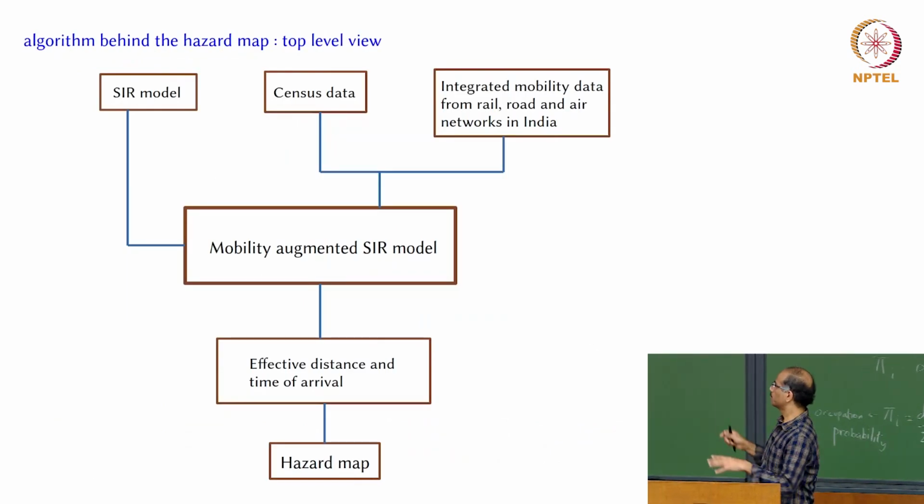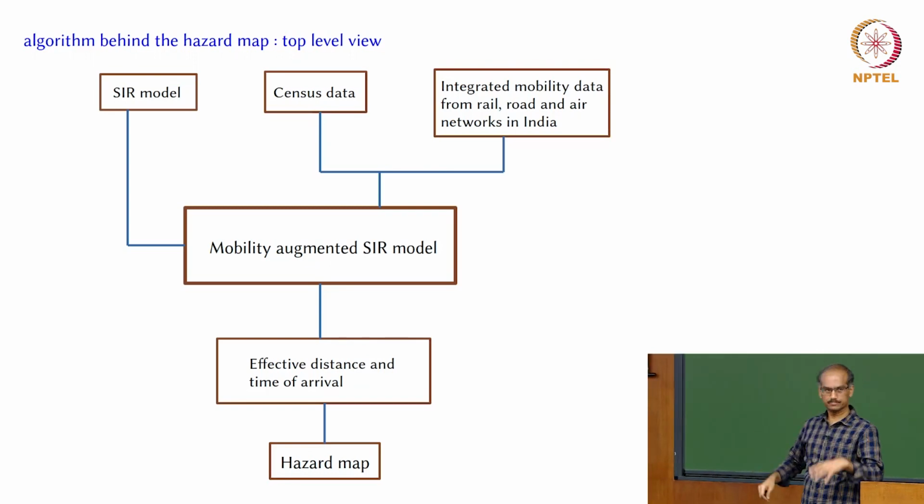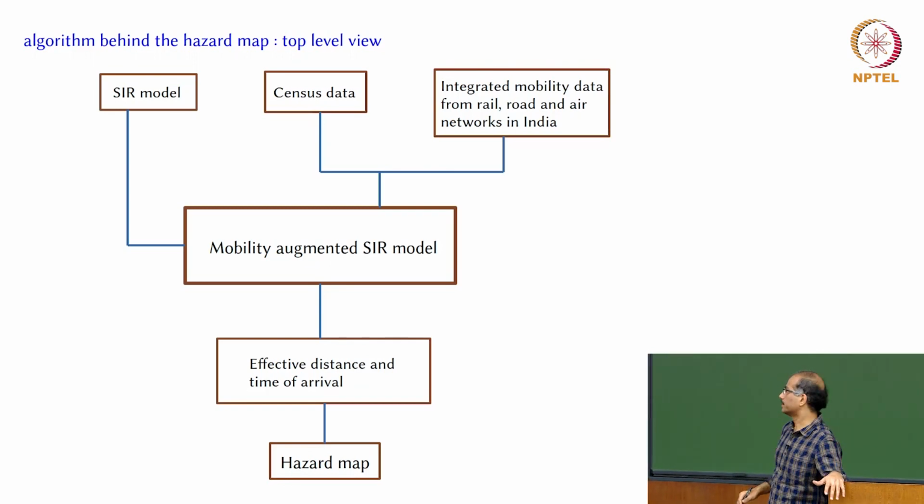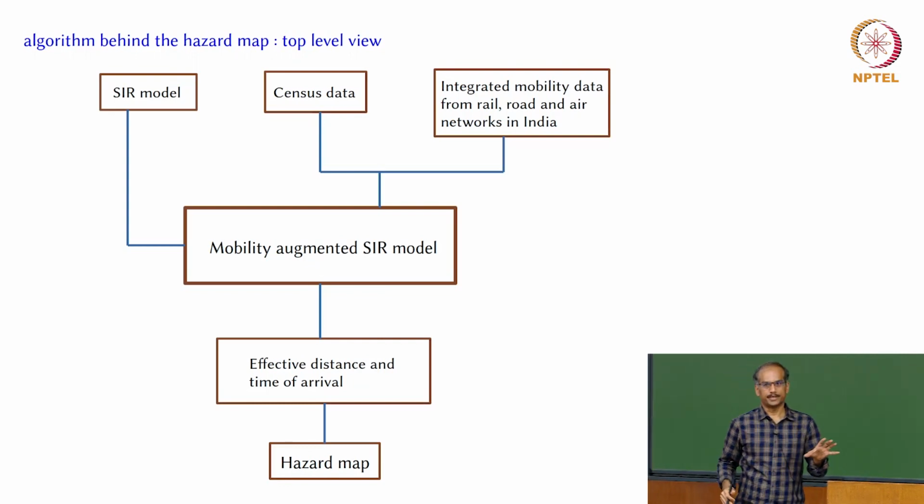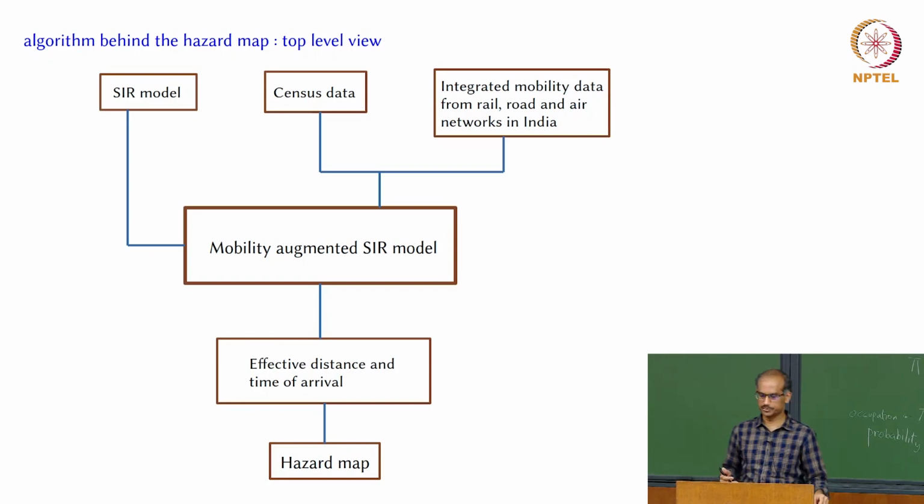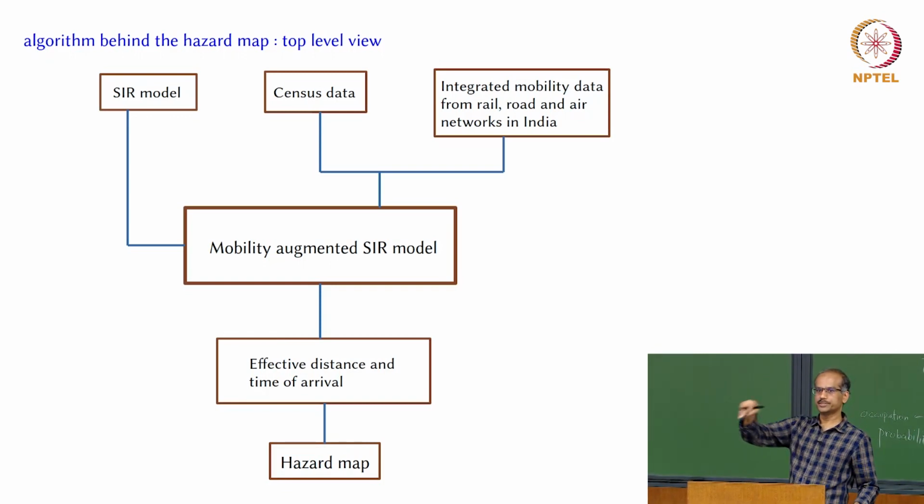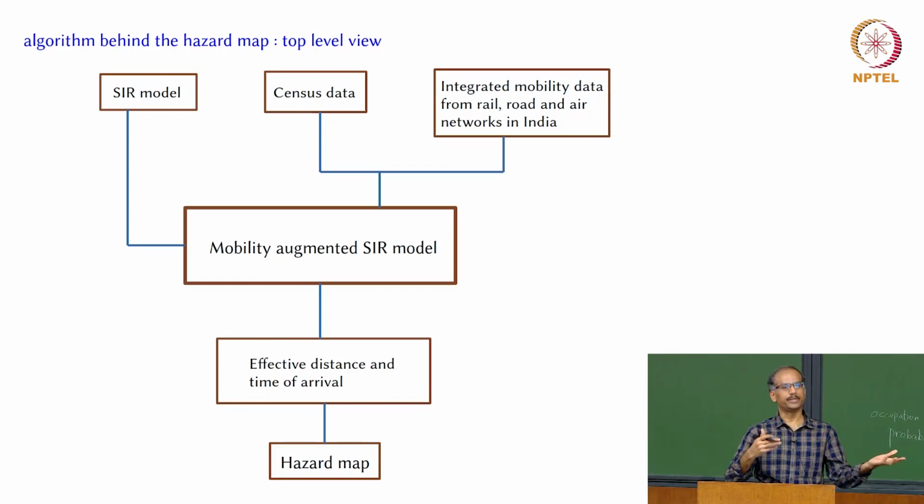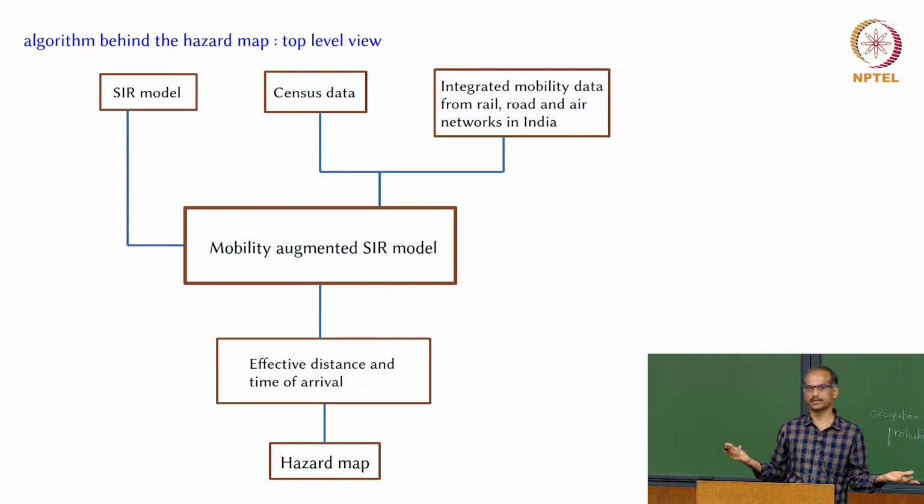So this is how the whole thing works. You have the SIR model, a very well known model for almost 100 years or more, and then you need the mobility data. If you want to apply it to a real situation, you need the population of each city, and you also need how many people are moving from one city to another city.